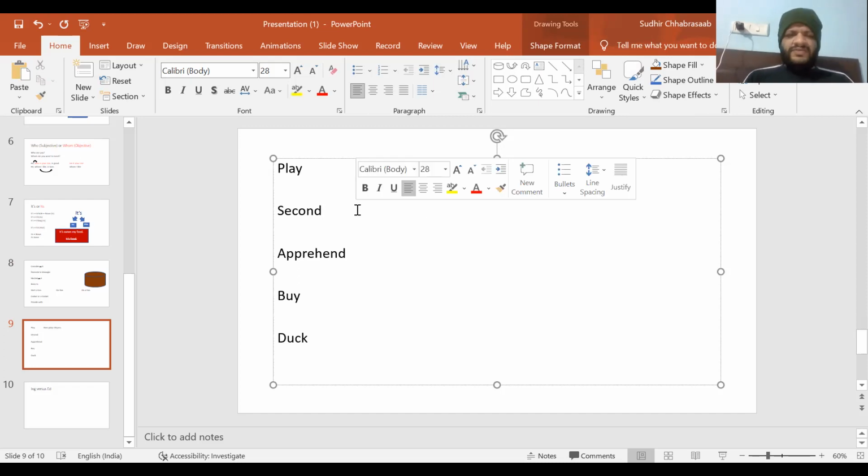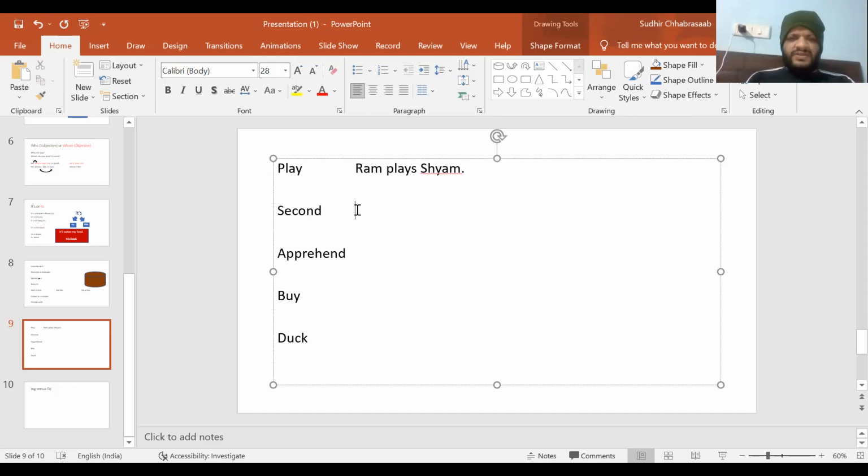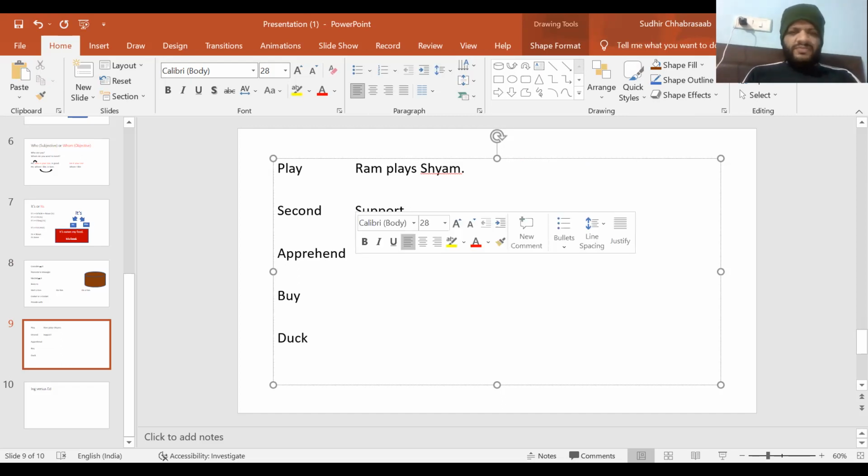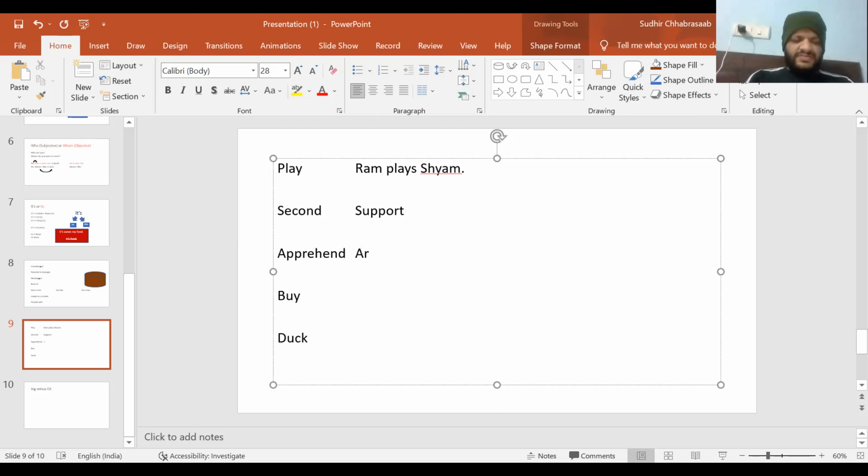You know many meanings of this word second, but you might not know this one. When you second something, you support it, a cause or something. I second your opinion. I support your opinion. Apprehend, the common meaning is that you expect something. I apprehended a guest. It's mostly used for something negative, but guests are negative also. I apprehended an accident or something maybe. But it also means that someone has been imprisoned or arrested actually. So arrest.